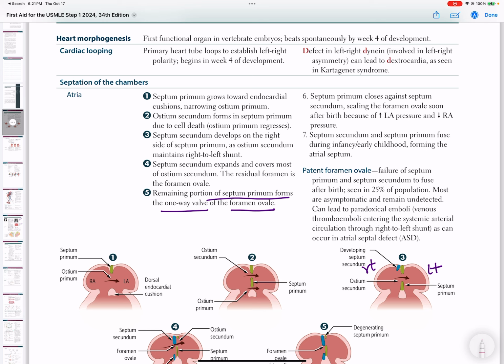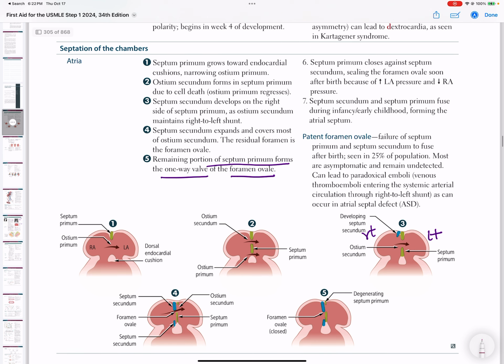Cardiac looping is to establish the right and left polarity. It starts at week 4. So a defect in this looping, because of a defect in the dynein, left-right dynein, can lead to asymmetry, that is dextrocardia. It is seen in a condition called Kartagener syndrome.